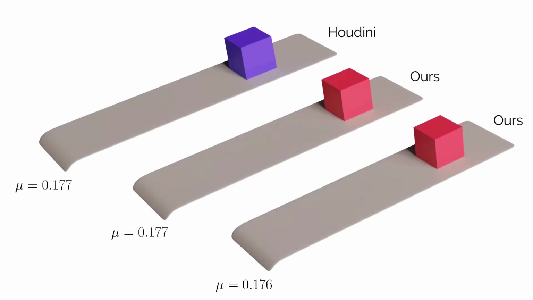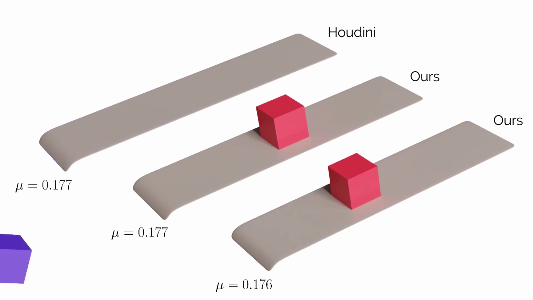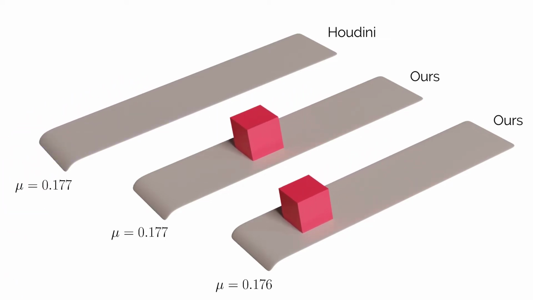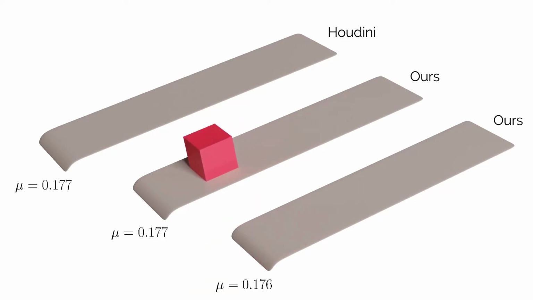To demonstrate the accuracy of our friction solve, we drop an elastic block on a 10-degree slope. Our method successfully stops the block when the coefficient of friction is just above the theoretical stopping value, but it lets it slide off for a smaller value, as expected. For a point of reference, we included Houdini's simulation on the top.